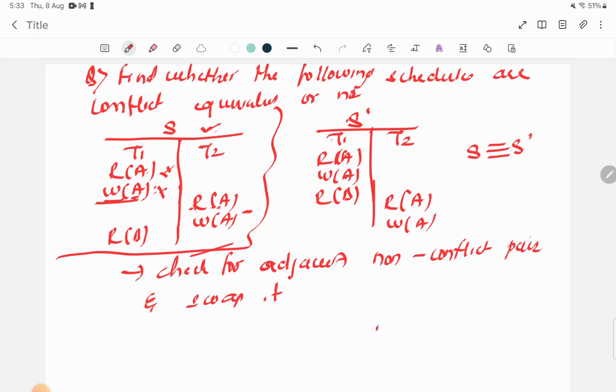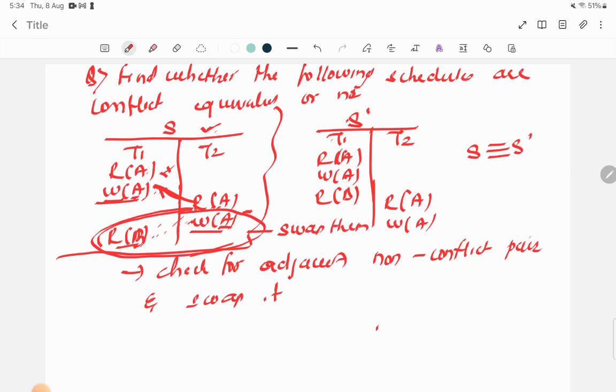Is there any adjacent pair for this? No, there is no adjacent pair. Adjacent means like this. Now check this too. Okay, is this adjacent pair? Yes, they are adjacent pair. And are they non-conflict? WA, RB, yes, because as I told you, if you encounter two different data like A and B, any operation is happening, it doesn't matter, they will come under the non-conflict pair. So they are the non-conflict pair. So you check this and then you swap them.